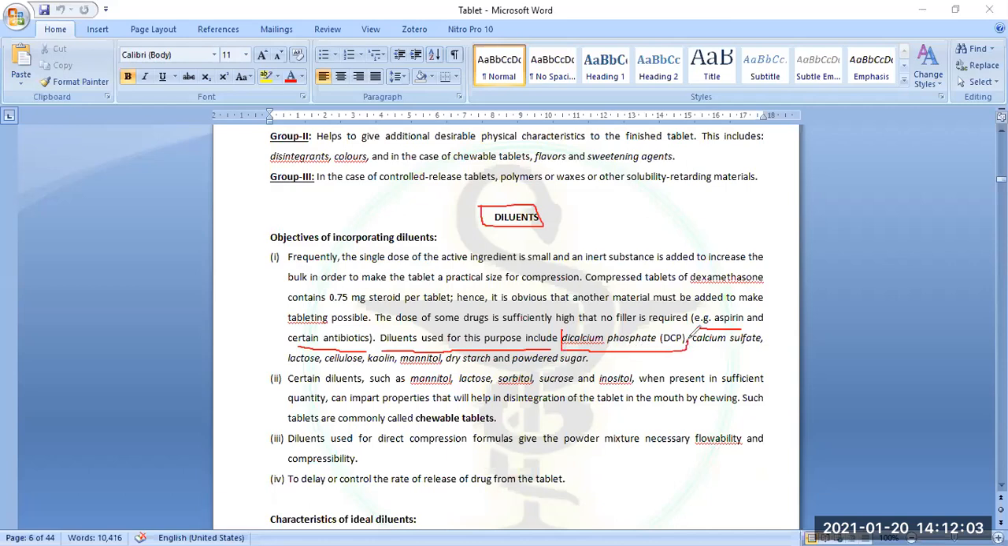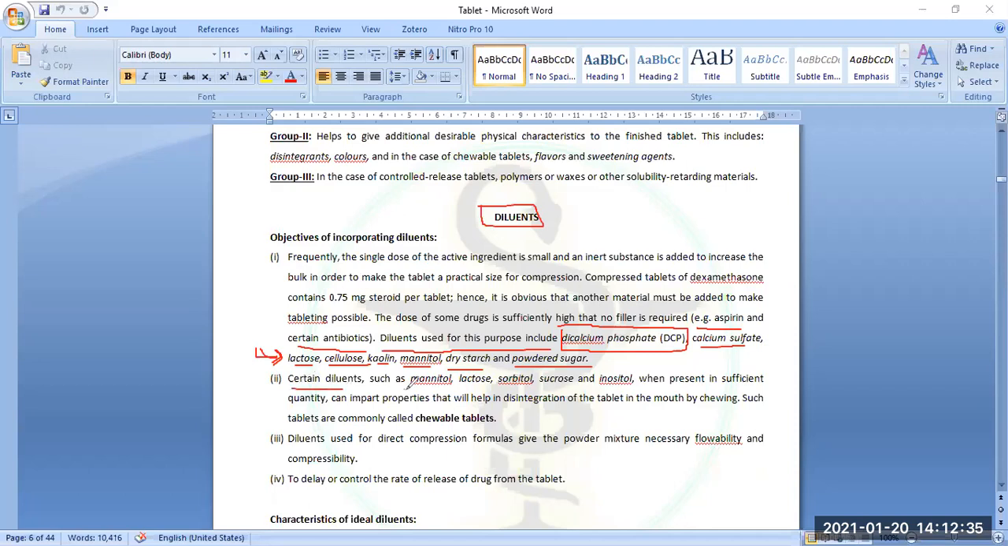These are some examples of diluent which are used in a tablet formulation: dicalcium phosphate, calcium sulfate, lactose, cellulose, kaolin, mannitol, dry starch, powder sugar. These are the diluents which are generally used for the tableting purpose. They just increase the bulk of the product. Bulk ही increase करेंगे. Okay. But they have a certain other role also.